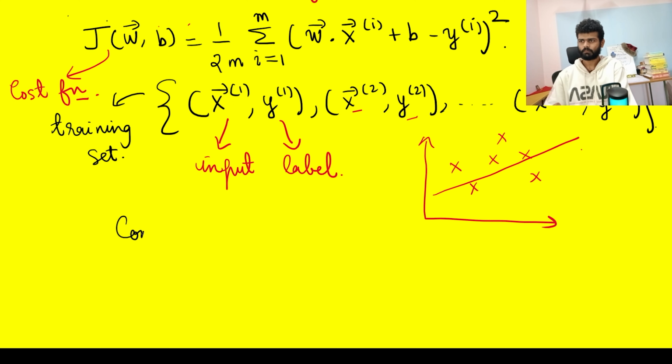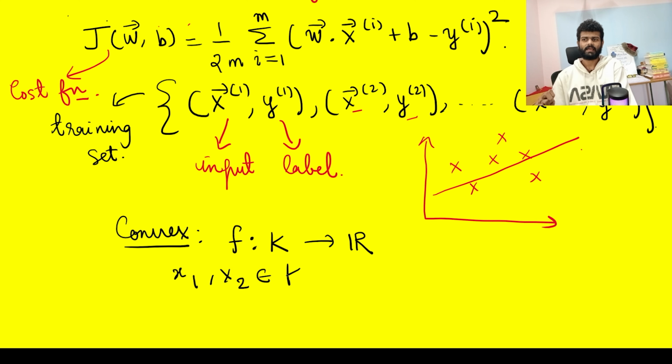Okay, so let's get to convexity. When do I say a function is convex? If a function is defined from some set, say K, and it's real valued, it is convex provided you choose two points in the set K. Also, for this particular argument, let's assume that K is a convex set.